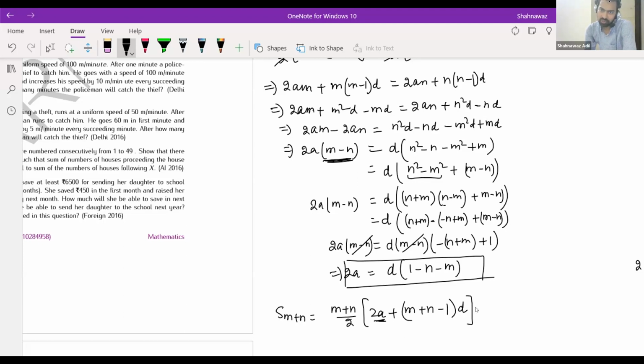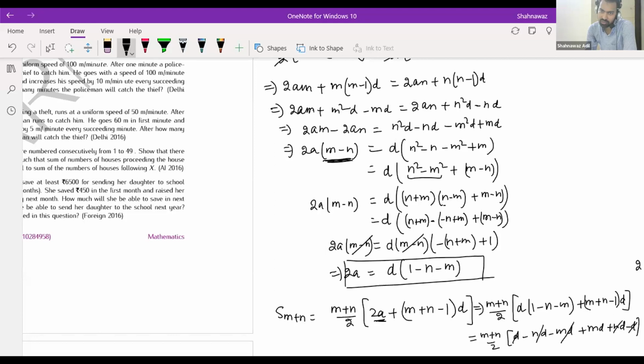So let's plug in this value. So (m plus n) by 2 into 2a is d into (1 minus n minus m plus mn minus 1) into d. Let's simplify this. So this is (m plus n) by 2 into (d minus nd minus md plus md plus nd minus d). So d cancels, nd cancels, nd cancels. So 0. (m plus n) by 2 into 0, so 0.